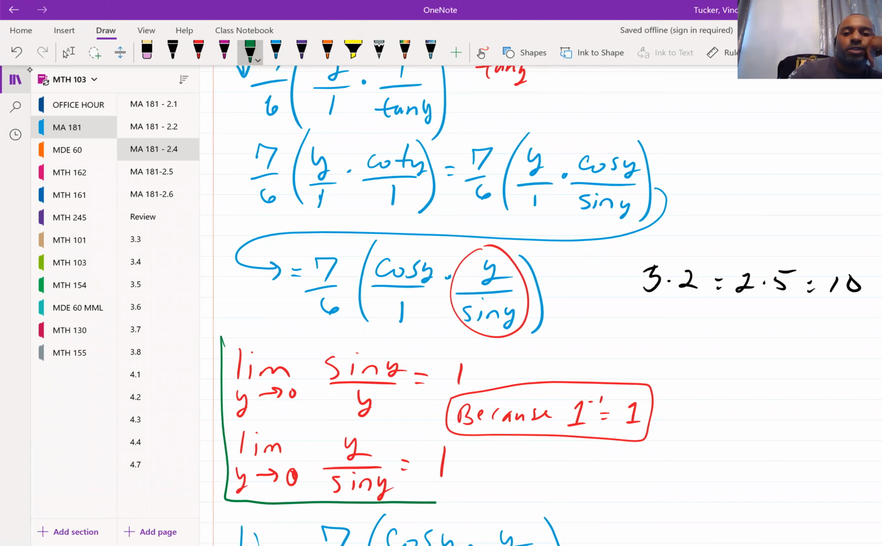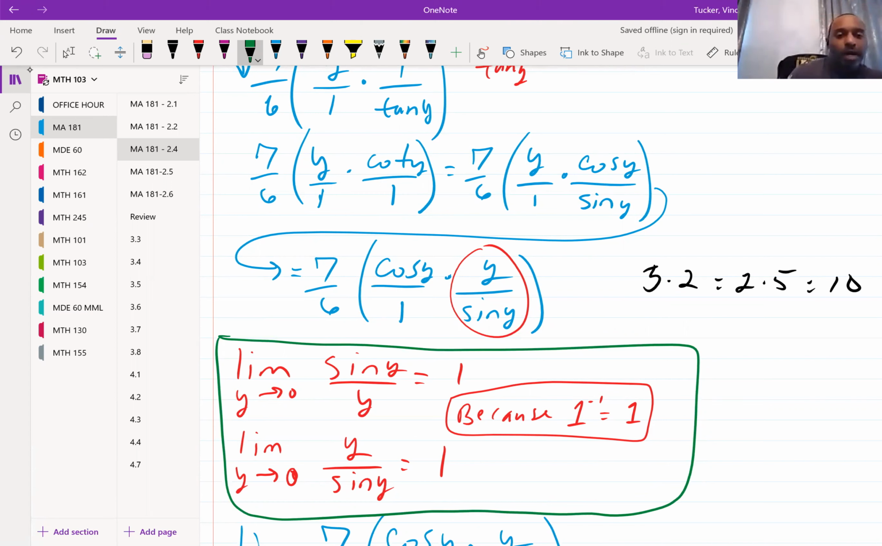And so here, just re-emphasizing how this helps us. We know that the limit of sine y over y as y goes to 0 is 1. But also the limit of y over sine y as y goes to 0 is also 1, because 1 to the negative first power is 1. The inverse of 1 is 1. So either one of these relationships will give us 1. And that's what we have right here.